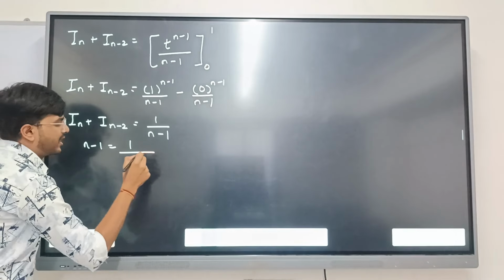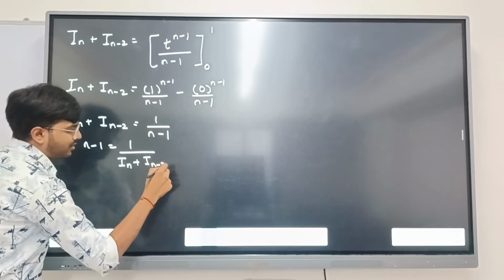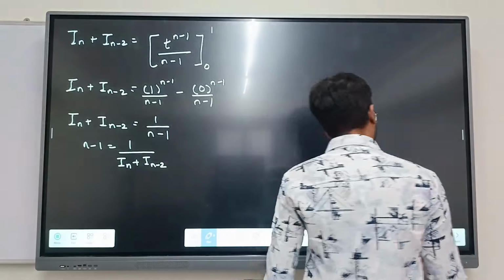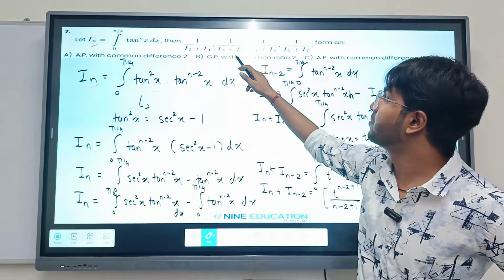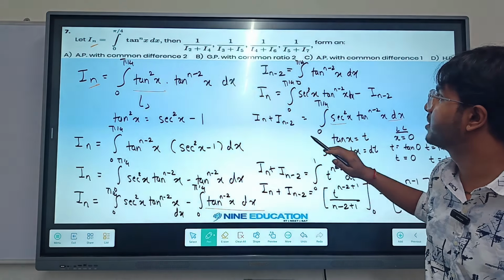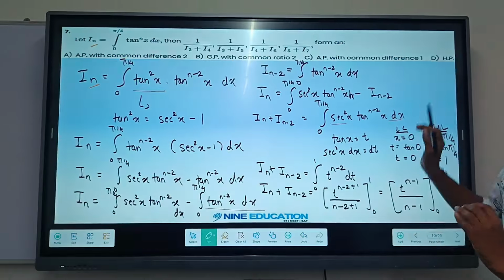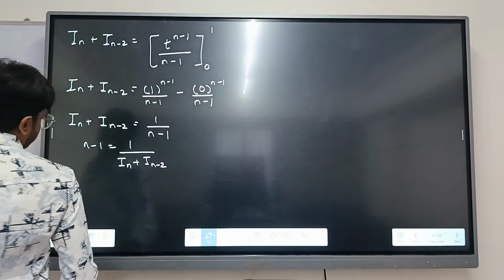So I can write n minus 1 as 1 by In plus In minus 2. Why did I do so? If you look here, I have 1 by I2 plus I4, 1 by I3 plus I5, 1 by I4 plus I6, 1 by I5 plus I7. So basically they are making some sequence, and I got the nth term of that sequence.